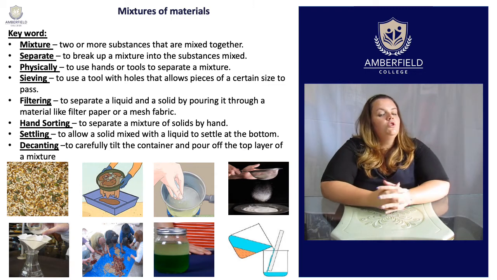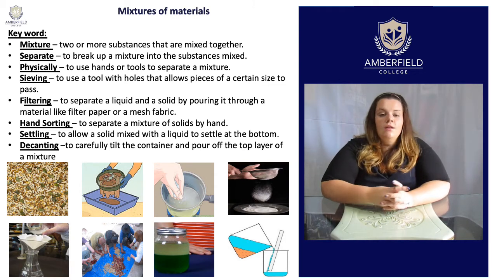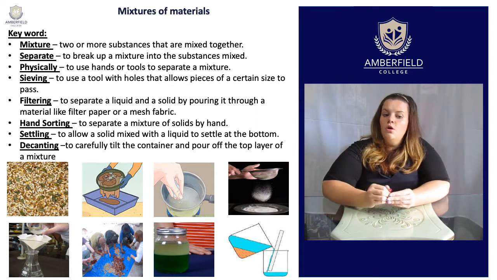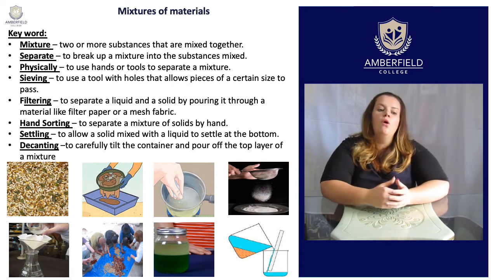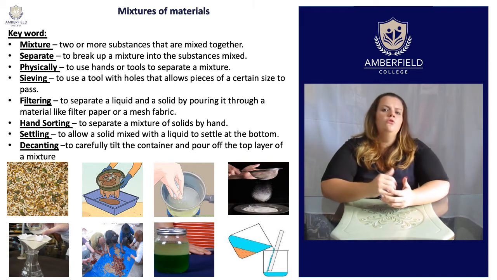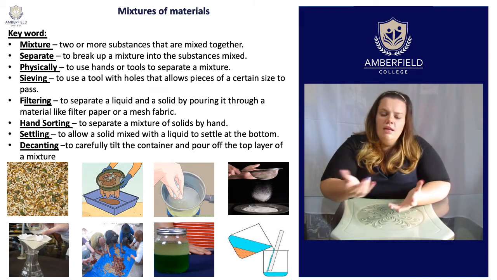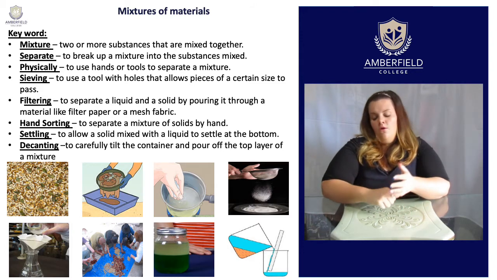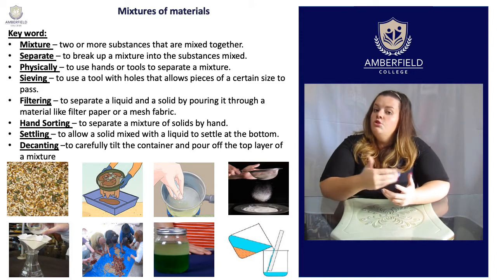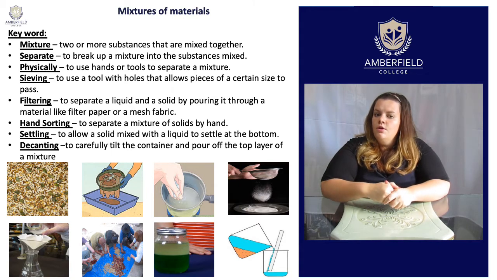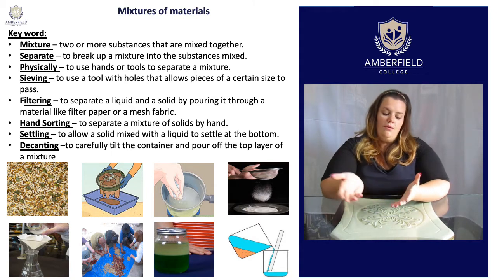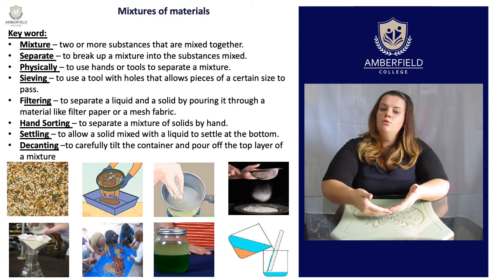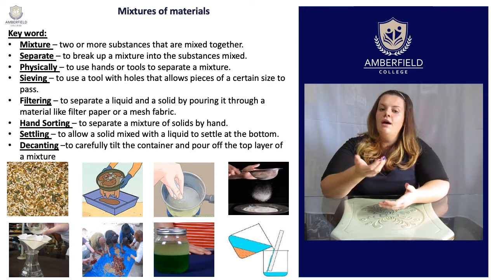The next one we're going to talk about is sieving. This is to use a tool with holes that allows pieces of certain substances to pass through. Now we could use a sieve in baking. Let's say you have substances like rice and flour that you accidentally mixed together. You could use the sieve and put the ingredients on the top, and at the bottom the flour will come out and the rice will remain at the top.